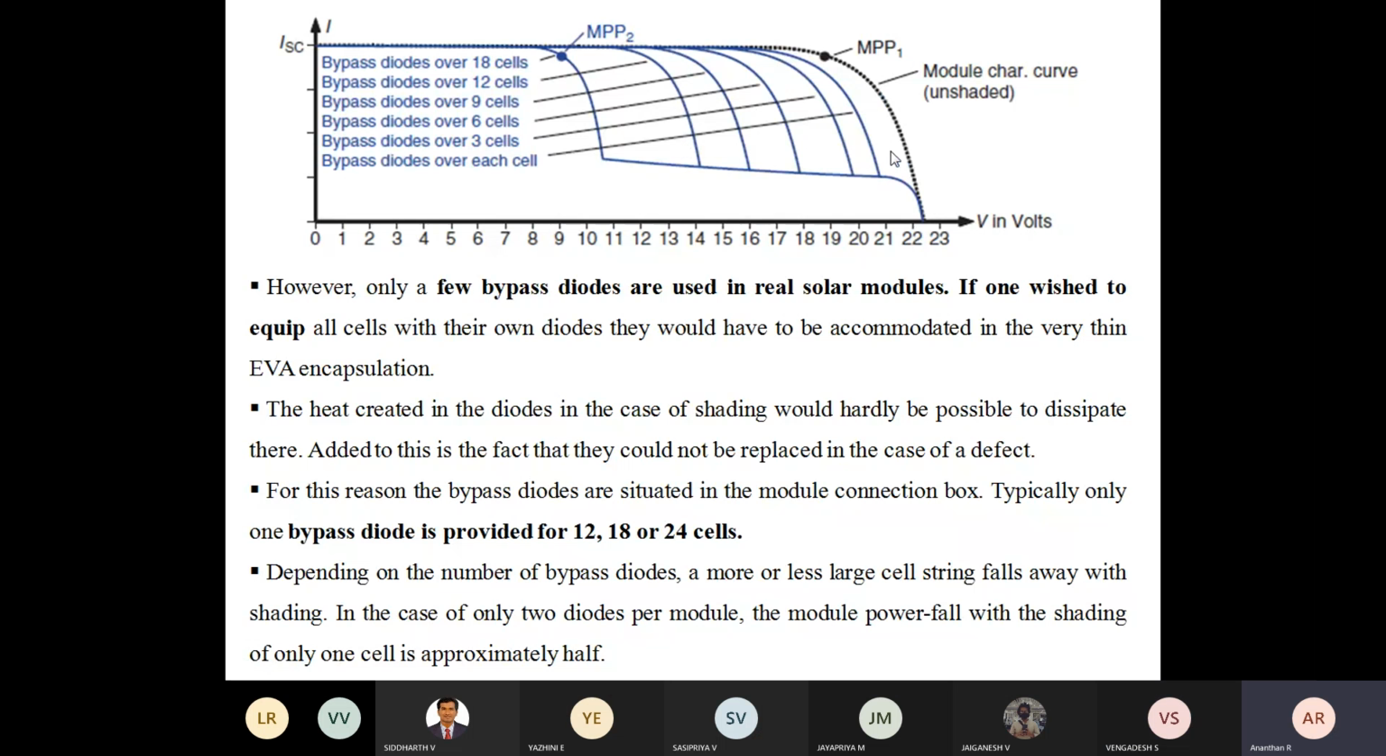So we can add bypass diodes, but there is an optimum value. We cannot add them to all the cells, which will have a bad effect. The reason behind bypass diodes is that we can make use of extraction of maximum power. The second point is that we can avoid the hotspot effects. So those are the two reasons. But if you add more bypass diodes, that will again reduce the effect.